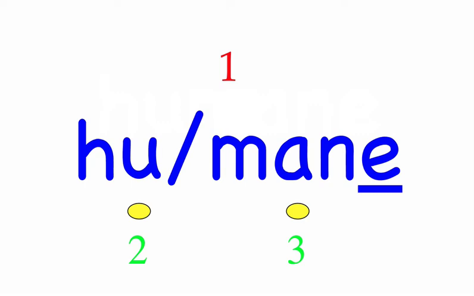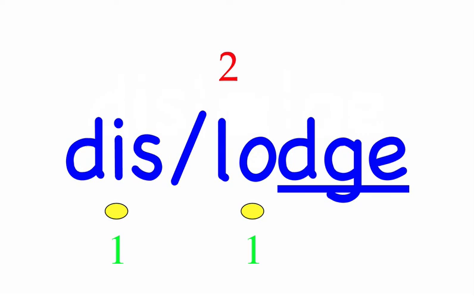Dislodge. We tried to dislodge the brick from the crack. Dis has 3 sounds. D, I, S. Lodge, 3 sounds. Ul, A, J. Dislodge. Mark the word. DGE is a 3-letter consonant team representing the sound J, and DGE must have a short vowel directly in front of it in order to use the DGE team.